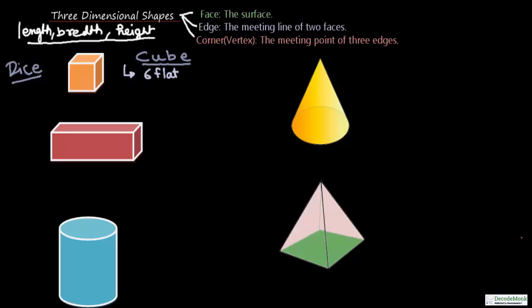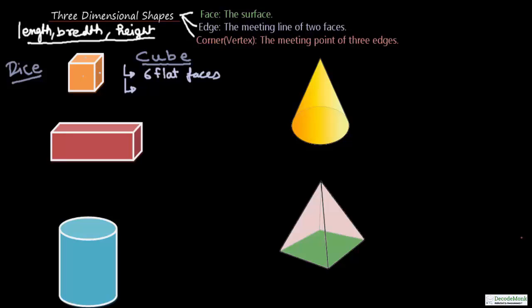six flat faces. You can see this is 1, 2, 3. The other three are on the back side. 1, 2, 3, and 2 on the back side and 1 on the bottom. So 3 plus 3 is 6. There are 6 flat faces. It is better to have a dice in your hand and see for yourself and count the faces and edges. It will be better for you.